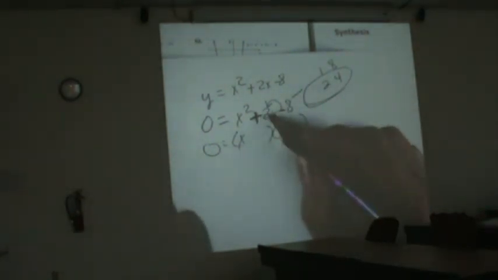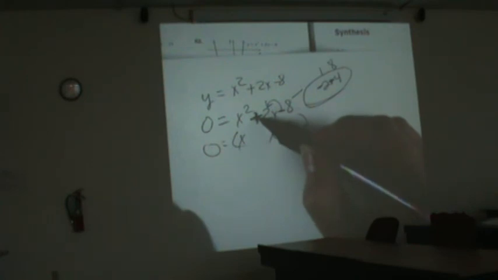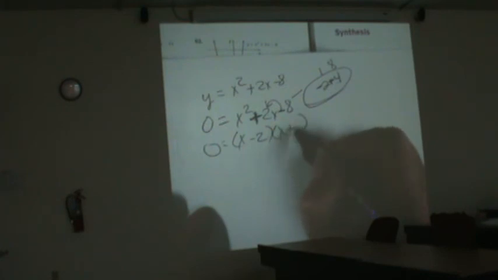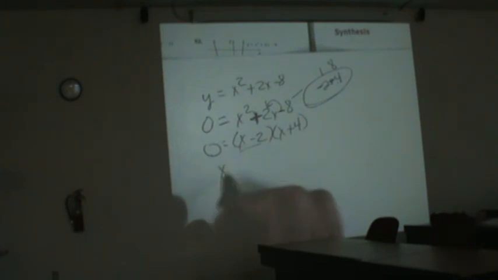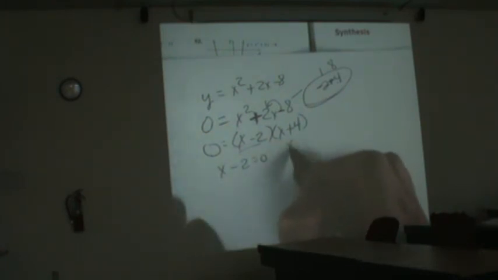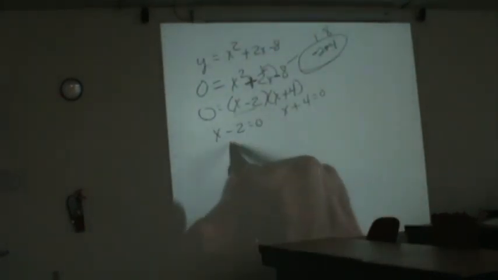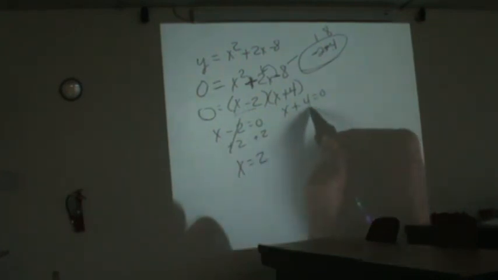You need a positive 2. So you need the 4 to be positive and the 2 to be negative, right? Positive 4, negative 2 gives you a positive 2 when you add them. So you'll have -2 and you'll have a +4. Now set each factor equal to 0. X minus 2 equals 0, and x plus 4 equals 0. Okay, so add 2 on this one, and this one, subtract 4, right.